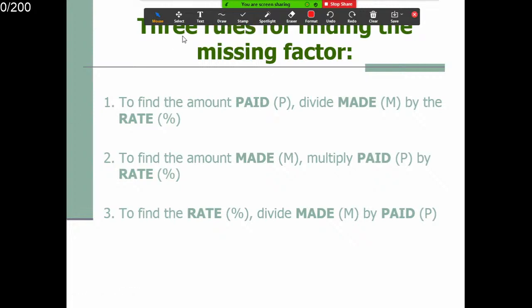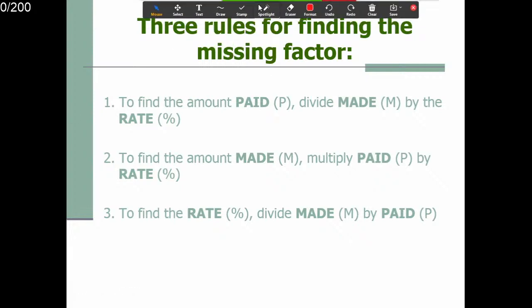So again, they are looking into this, okay? 3 rules for finding the missing factor, right? They give you 2, and you find the third. 1 plus 2, right?